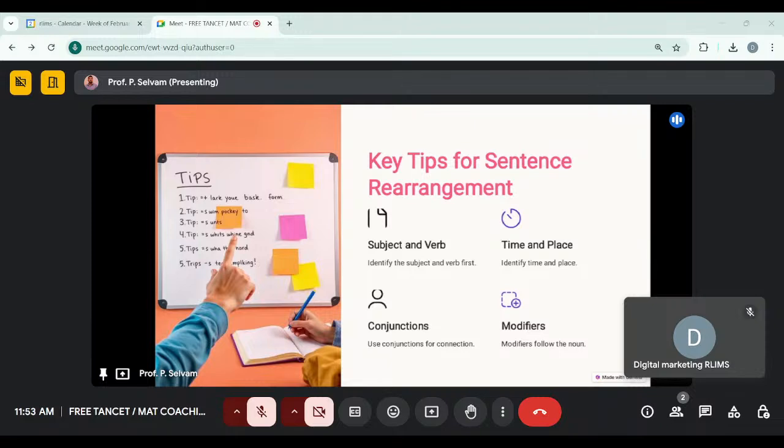And the third one, sentences starting with a pronoun. For example, he, she, it, they, that sentence cannot be the first one at all. As far as the English language is concerned, a pronoun is used instead of a noun. You all know very well.